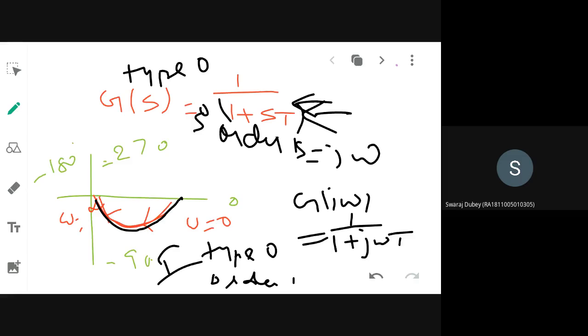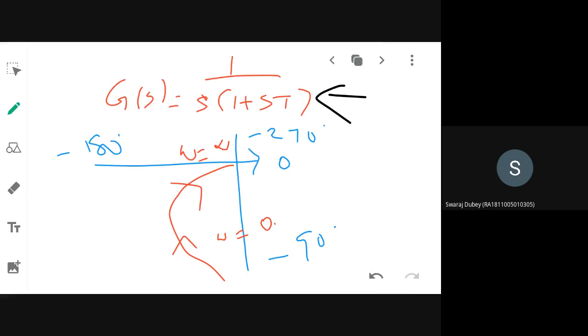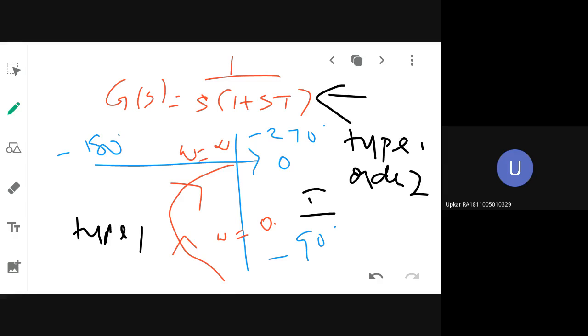Okay. Suppose you consider this, then what is the order and what is the type of the system? Ma'am, type 1, order 2. So this will be your first quadrant, type 1, order 2. So the plot will start and end in the same quadrant. Whenever you are varying omega from 0 to infinity and obtaining the plot, the plot will start and end in the same quadrant. Okay, one more.